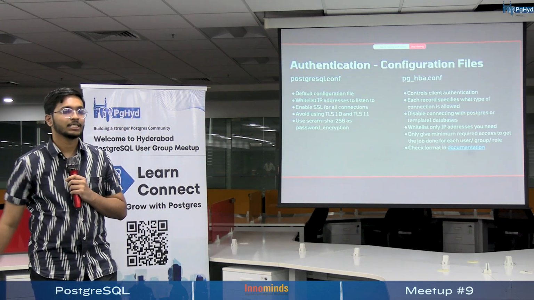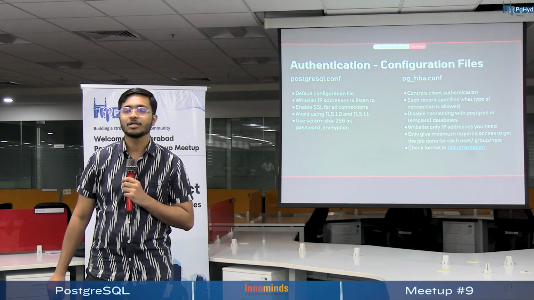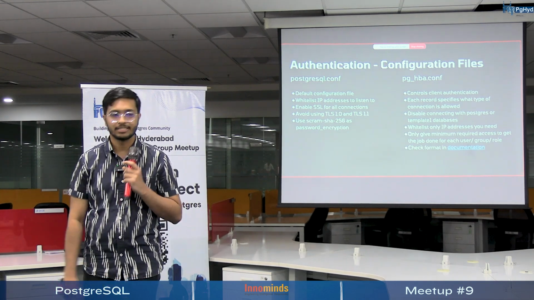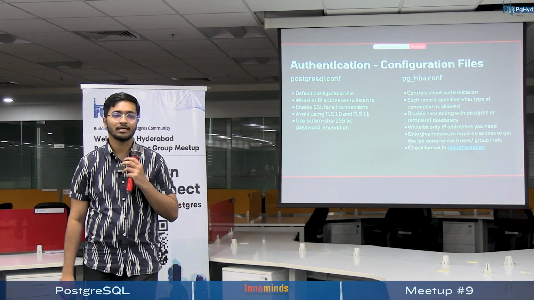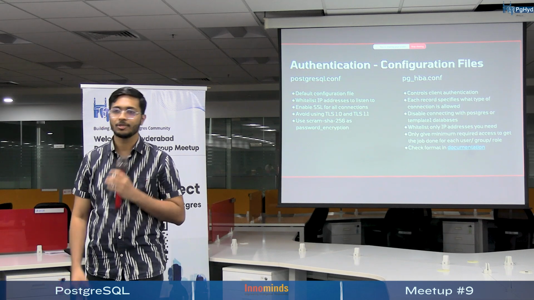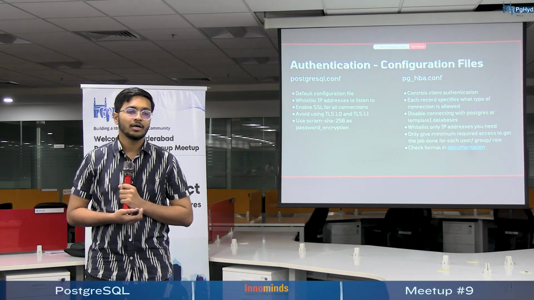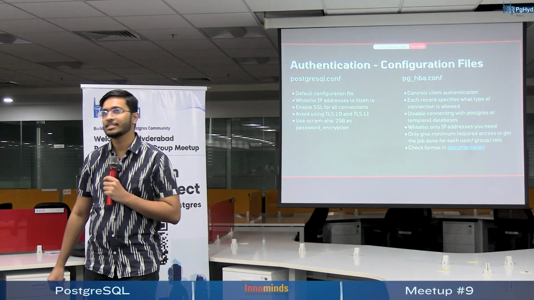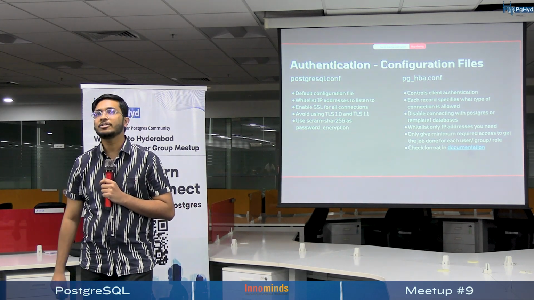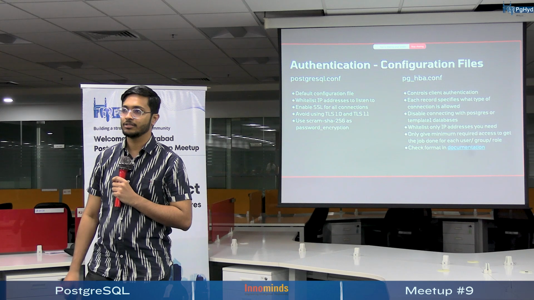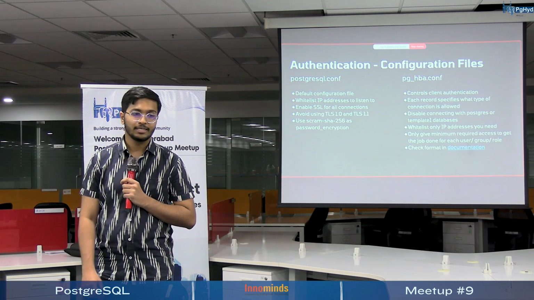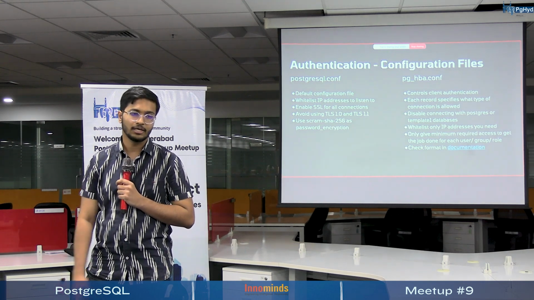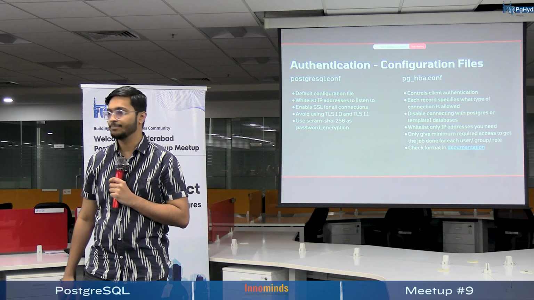Now, the security features. Over here, I'm going to talk about three major pillars: authentication, authorization, and accounting/auditing. I'm going to call it auditing over here. In authentication, once you start looking at authentication in PostgreSQL, there are two major entry points for the configuration. One is postgresql.conf, the other one is pg_hba.conf.